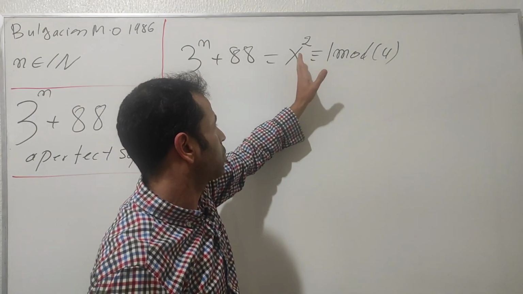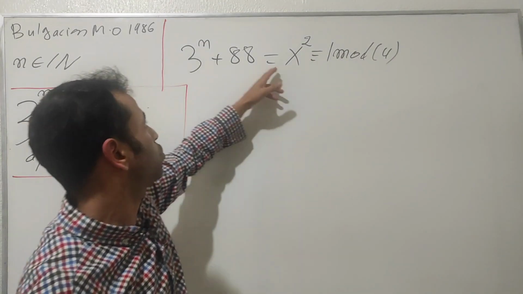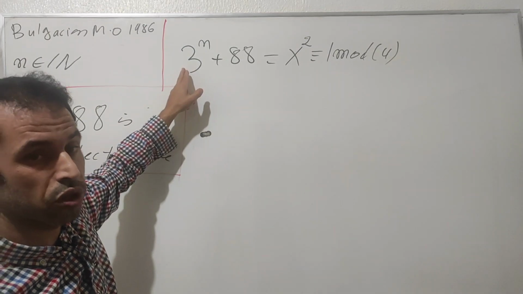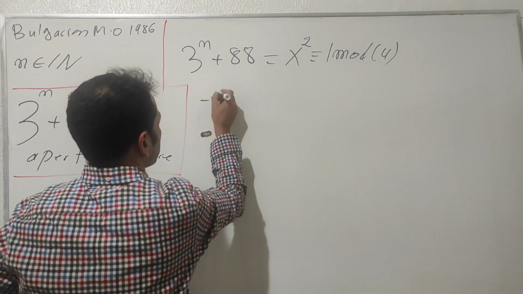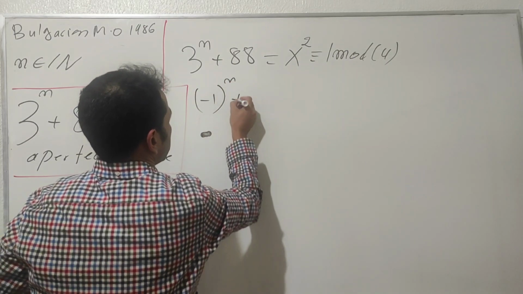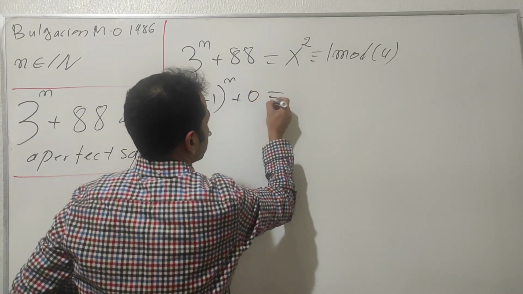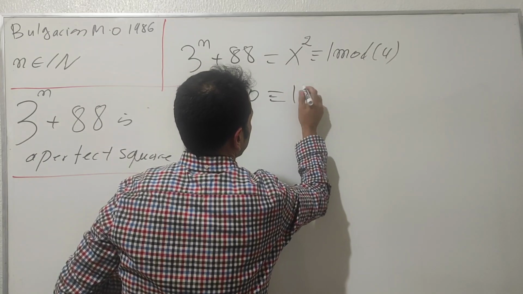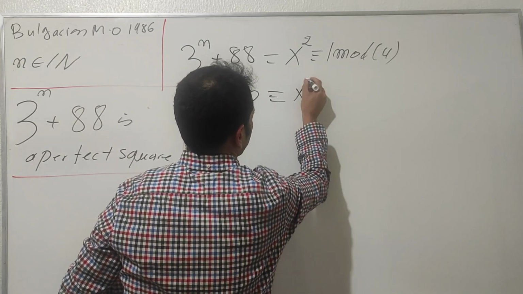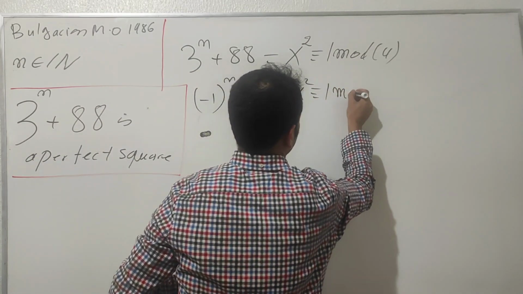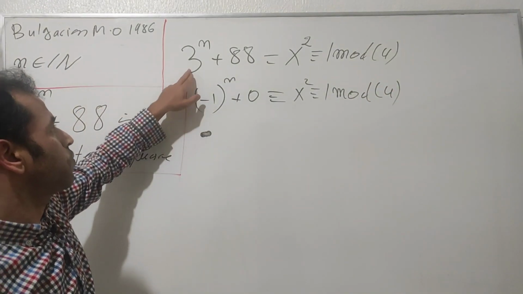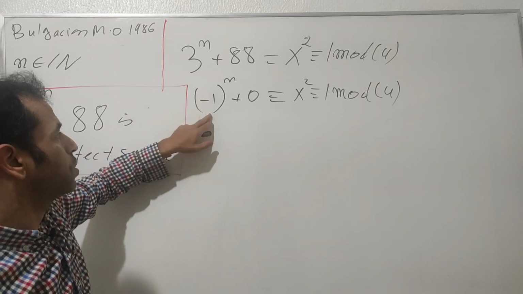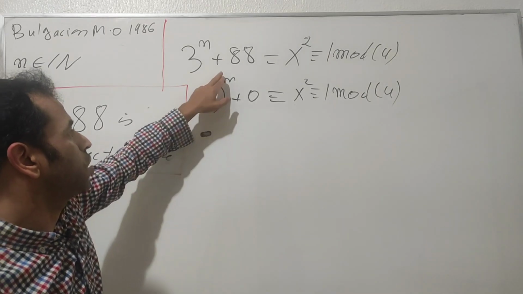Since we are reducing the right hand side of this equation to mod 4, we need to reduce the left hand side too. Okay, so this is clearly giving us minus 1 all to the n plus 0, which is congruent to x squared, which is congruent to 1 mod 4. It's very clear, because 88 is 0 mod 4 and 3 is minus 1, so I will be left with minus 1 to the n.